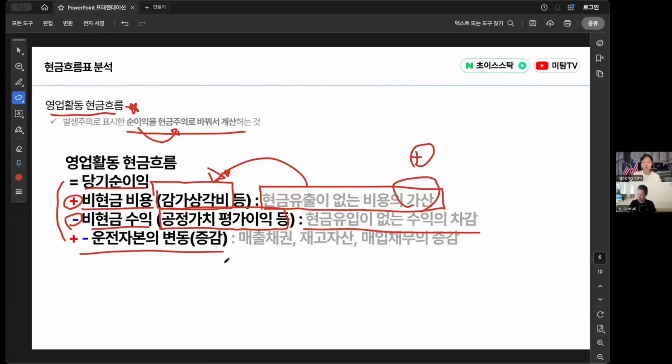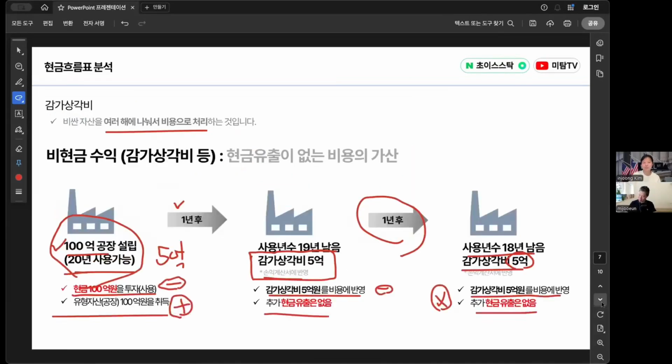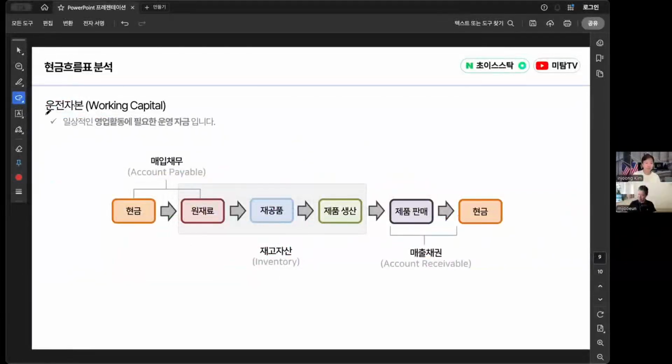Changes in working capital. That's what this is. But first, this term is really difficult. In Korean, it's unjon jabon, working capital. But what does unjon mean here? Is it driving or is it something else? The Korean term is based on Chinese characters, so it's pretty difficult, but I'll explain this part quickly. It's much easier if you look at it in English. It's easy in English, but when you see it in Korean, it's really difficult.